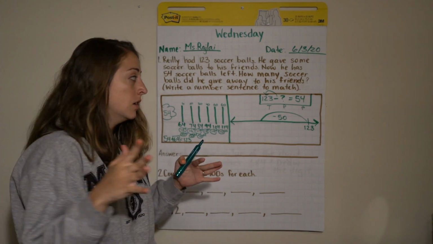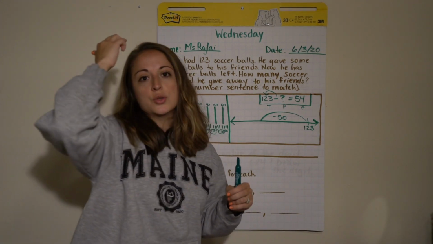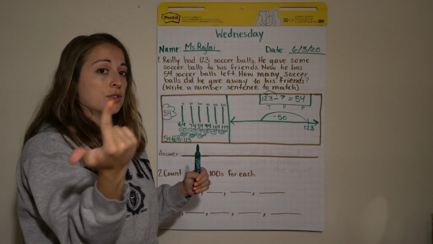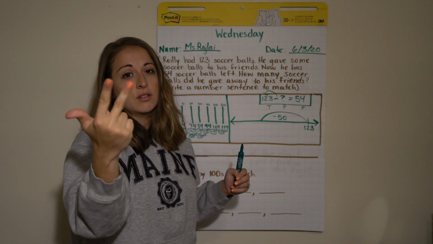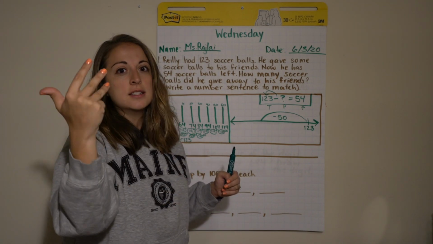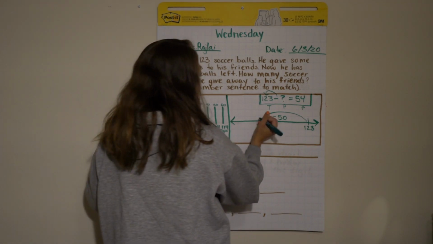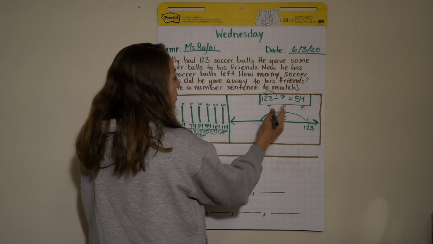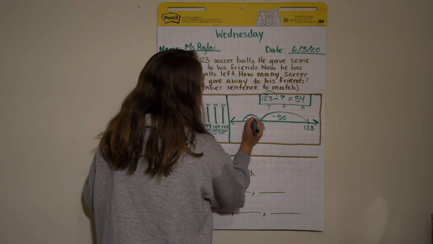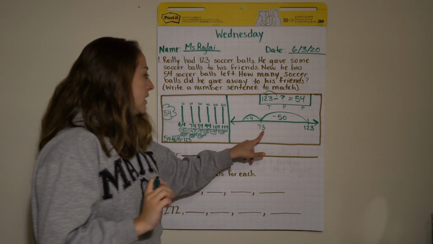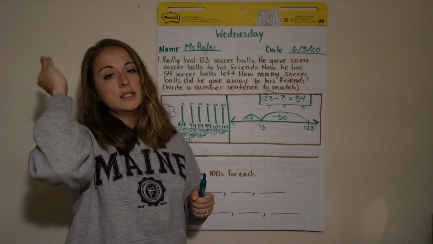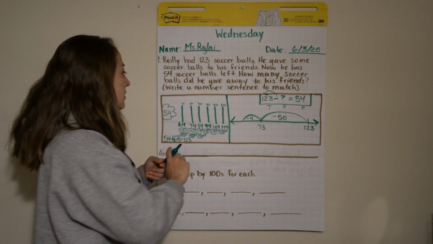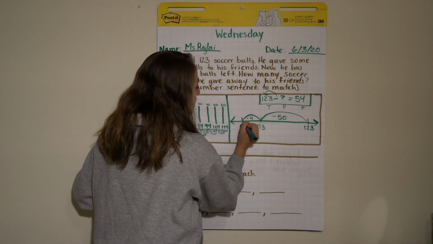they're 10 sticks. So I'm counting down 123, 113, 103, 93, 83, 73. So that gets me to 73. And now I need to take away 4 ones. If I take away 4, 73, 72, 71, 70, 69. So I get that answer, 69.